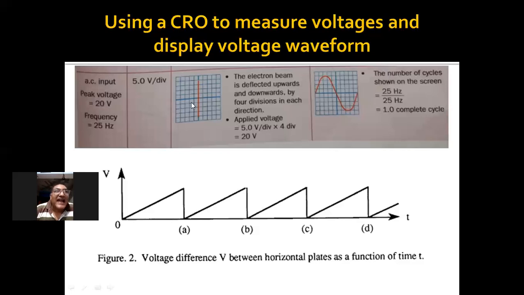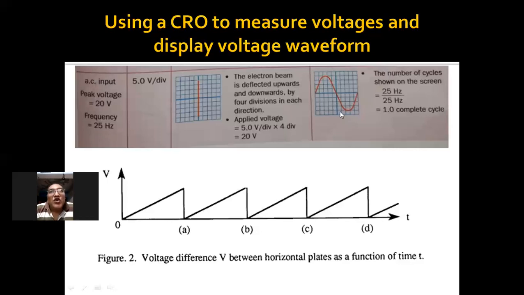The time base is off right now. In this diagram, the time base is off. So this is moving 4 steps up and 4 steps down because it's alternating current. So you will see a vertical line going 4 steps above the mean position and 4 steps below the mean position. The frequency of this current which you have provided to the Y input is 25 hertz.